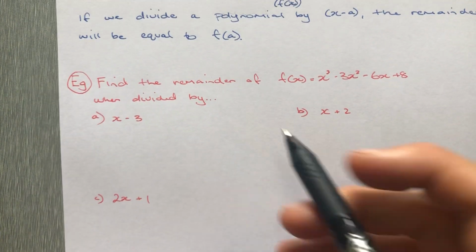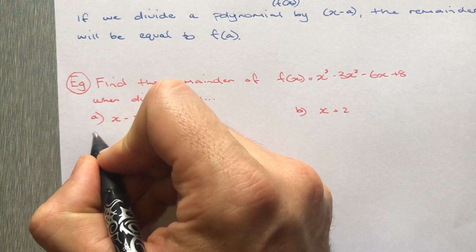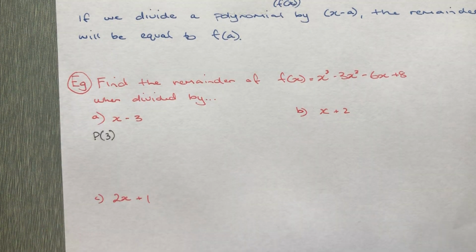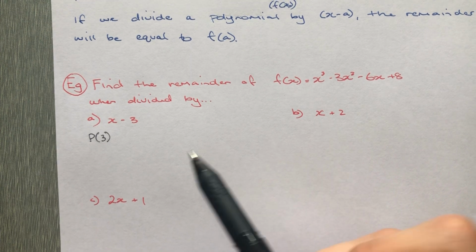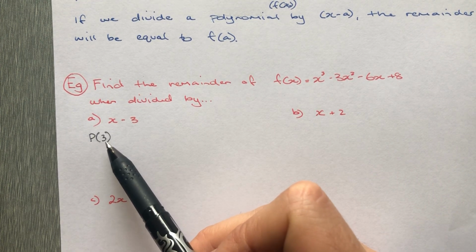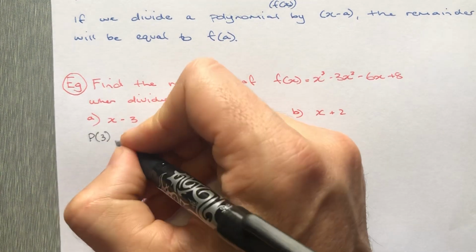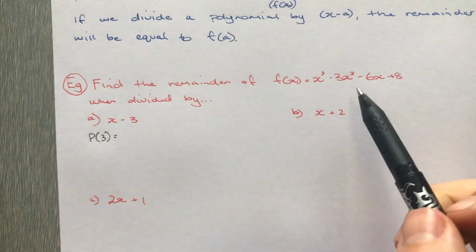So, I'll use p. I'm going to be substituting in 3. I need to flip that sign around. So wherever there was an x, I'm now going to be putting in a 3, and we should be able to work out what the remainder is from that. So I'll substitute those 3's in. There's our rule.